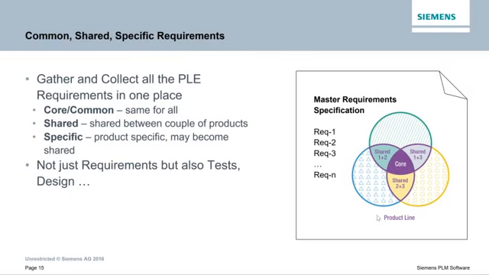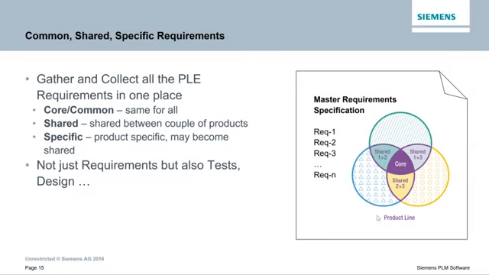Now, it's a module, it's a document, it's a project, it's a place where you gather all the requirements for a product line. What I mean by all is the core requirements, so these are the requirements that are the same for all the products, the shared requirements, which are shared between at least two products, and the specific requirements, which are specific to a particular product or version. Of course, a specific requirement could become a shared requirement in the future if you add a new variant, a new version.